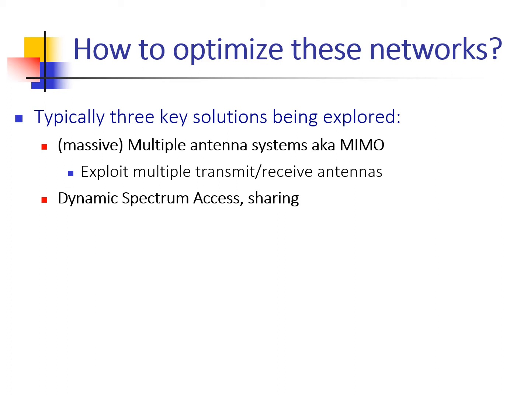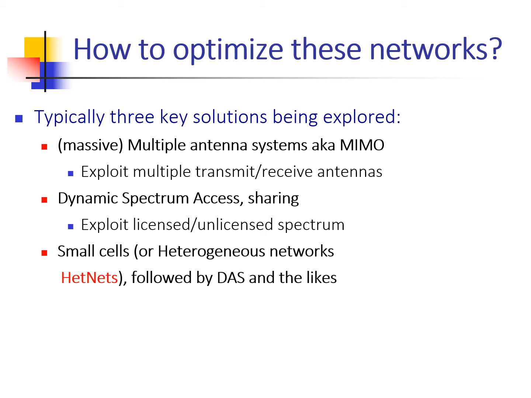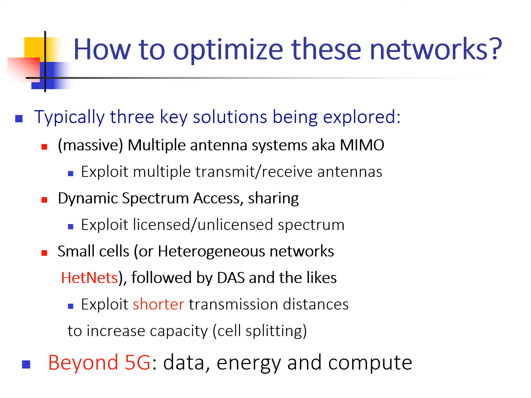We also have spectrum, in order to increase the capacity, how many transmission bits one can push per hertz, for instance. And here again, you can exploit licensed, unlicensed, and a mixture thereof. And then, of course, you can deploy more small cells, or heterogeneous networks. This includes, again, small cells, picocells, distributed antenna systems, and other low footprint transmitters.